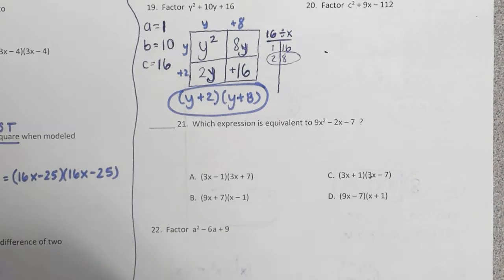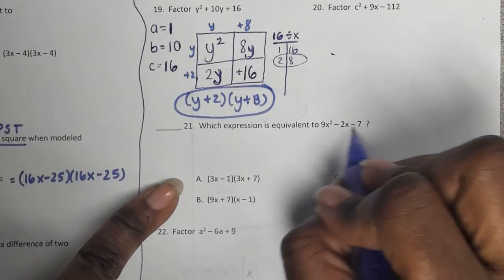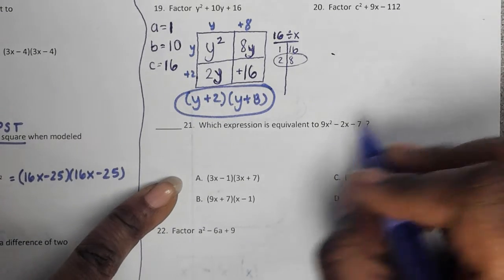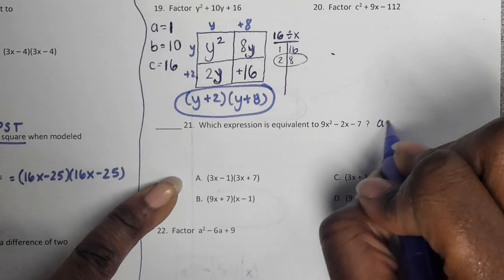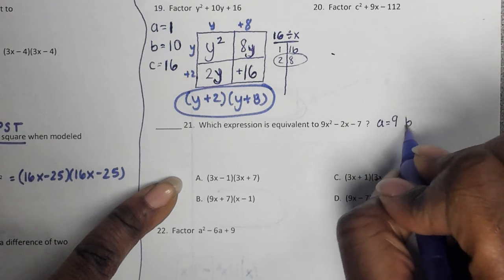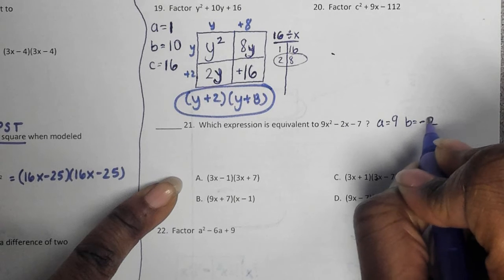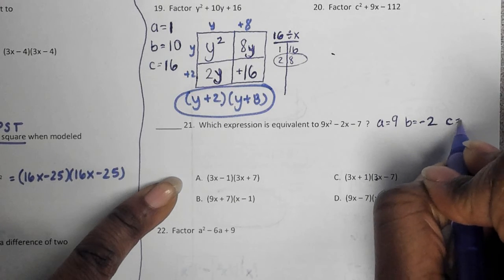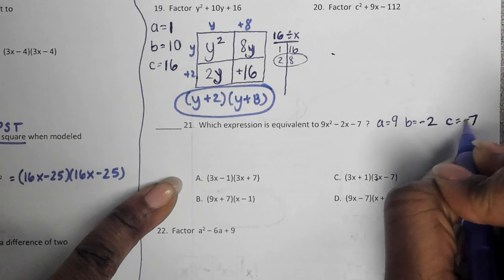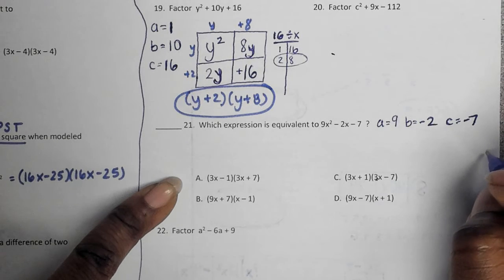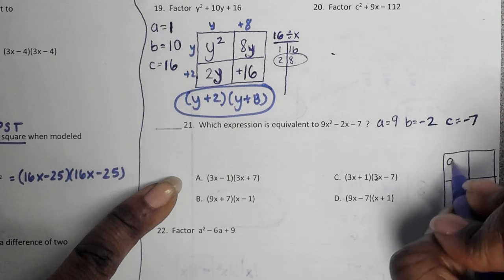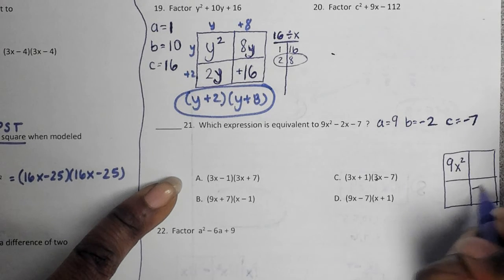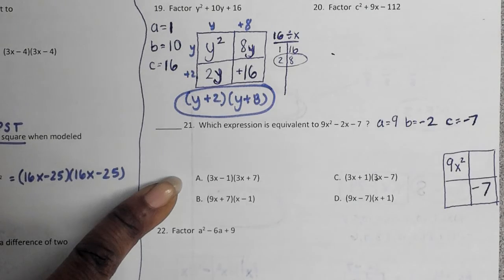With 21, we're going to do the same thing. No, there's nothing to divide by, because if I try a 2, 9 divided by 2 ain't going to help us. So A is 9, B is negative 2, C is negative 7. I'm going to use this side over here because I don't have much room there. 9x squared minus 7.